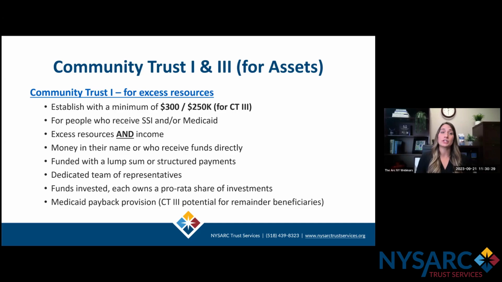These programs are generally used when someone is getting SSI, supplemental security income benefits, and/or Medicaid services, and has money in their name, or that they may be receiving or are entitled to receive, that's going to put them over those financial limits for those programs. Now, it's important to point out that either Community Trust 1 or Community Trust 2 can protect both income and resources.